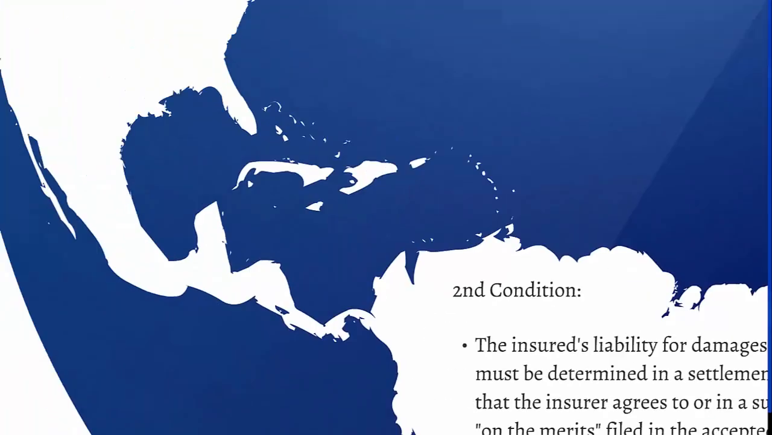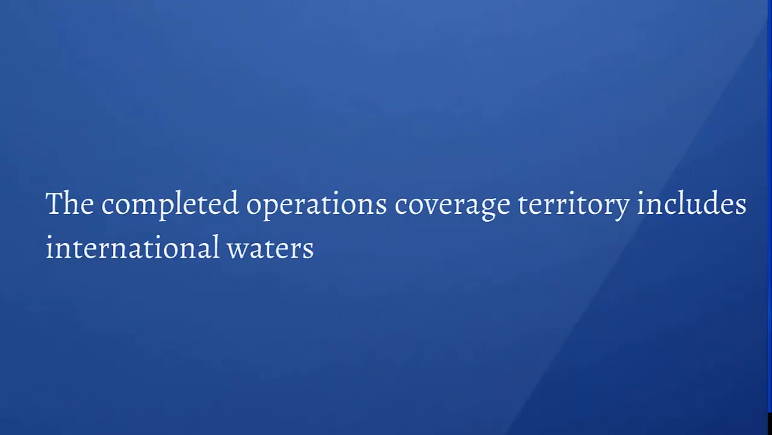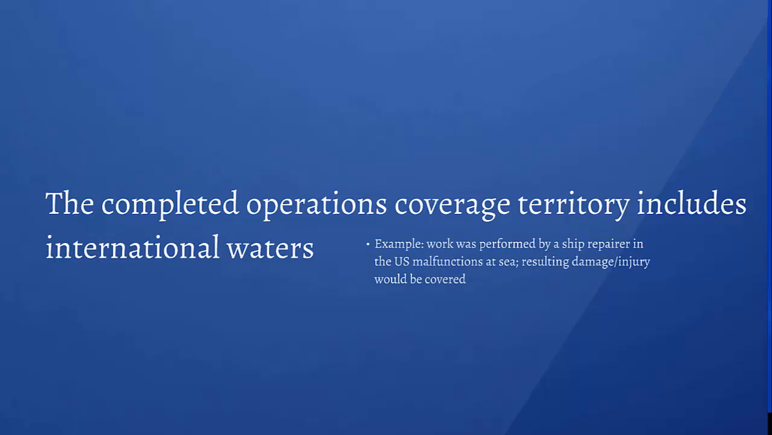In contrast to the CGL's worldwide products liability coverage, the coverage territory for completed operations is limited to the locations listed above, the U.S., its territory, Puerto Rico, and Canada. However, the completed operations coverage territory does include international waters. So, for example, work that was performed by a ship repairer in the U.S., if it malfunctions at sea, the resulting damage or injury would be covered.